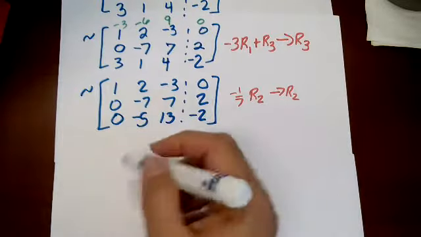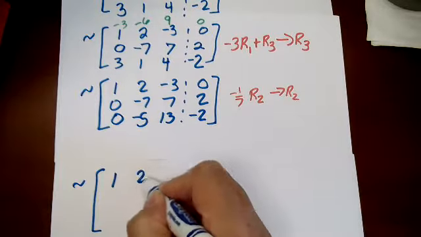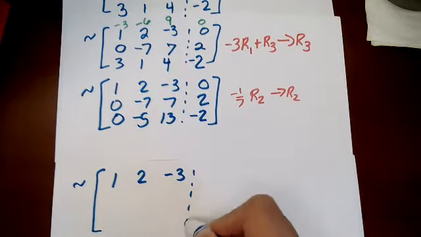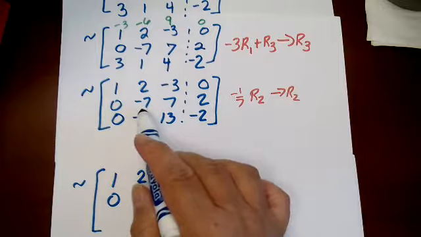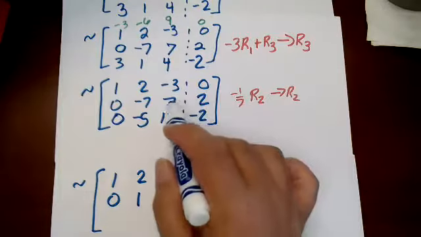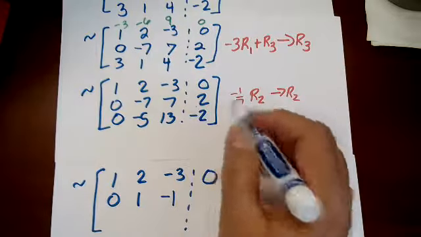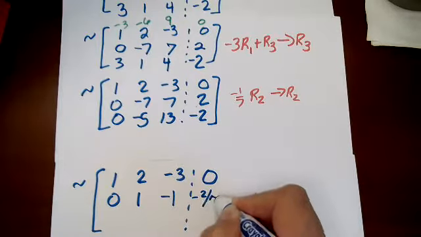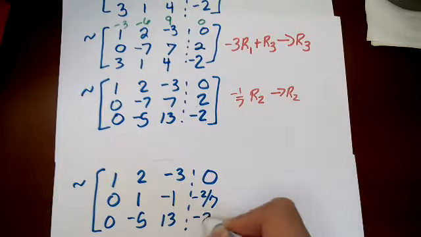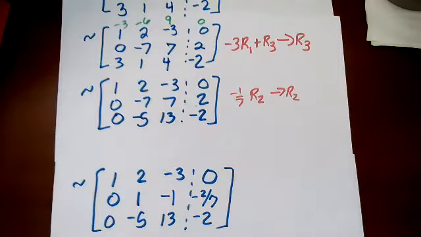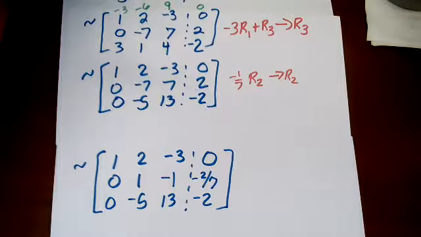So I'm literally just going to multiply that second row by negative 1/7. So the first row stays the same. I multiply by negative 1/7, I get a 1. 7 times negative 1/7 is negative 1. And 2 times negative 1/7 is negative 2/7. I have not done the third row yet, but I'm going to do that next.